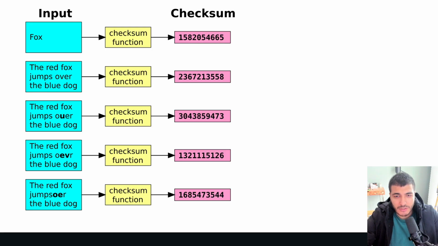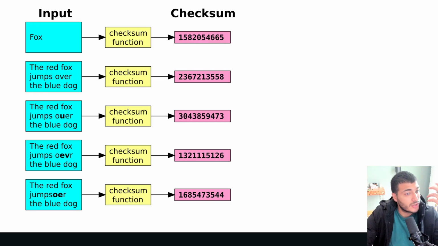A checksum is a small fixed size value that is computed from a block of digital data. It's like a tiny fingerprint or a summary of that data. The primary purpose of a checksum is to detect accidental errors or corruption that might occur during data transmission over a network or while data is being stored on a disk.